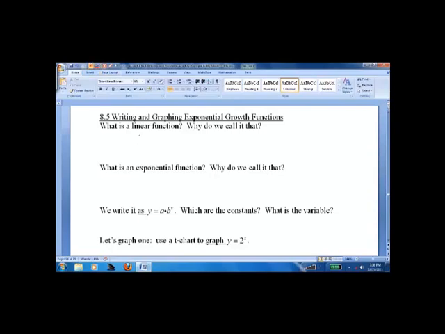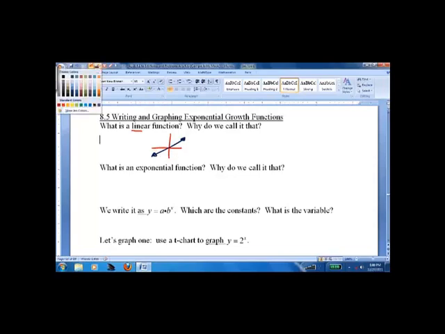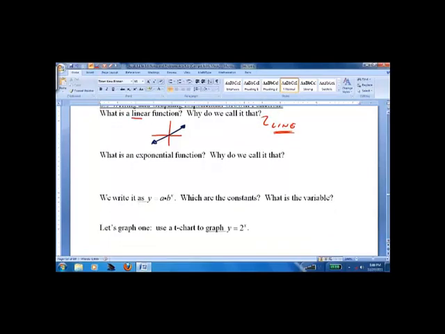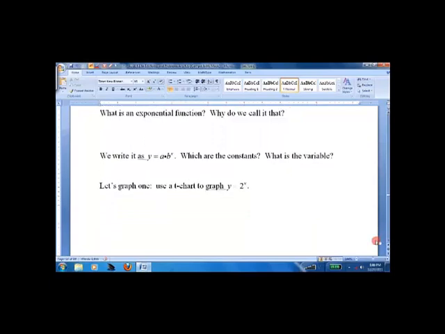So what's a linear function? Well, it's easy. It's got the word line in it. So it's anything that's a straight line, any kind of straight line. And that's why we call it that. We've spent most of our time, and you spent most of your time in mathematics at this point, working on linear functions. What's an exponential function?